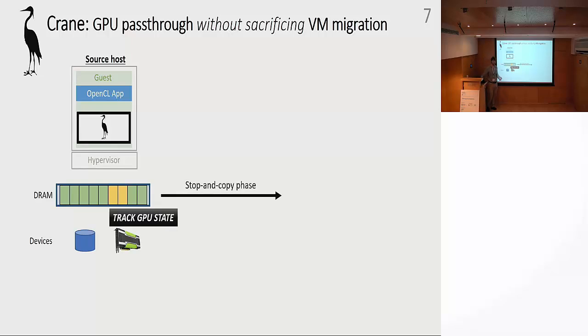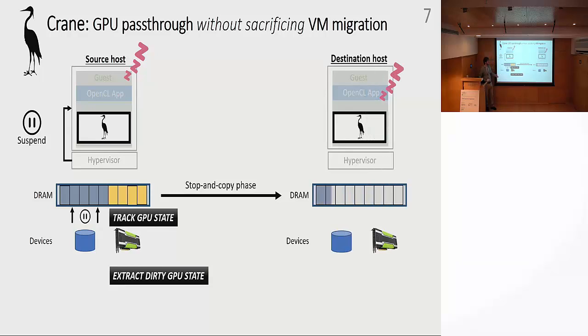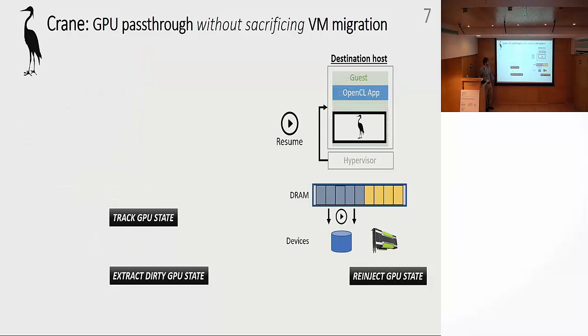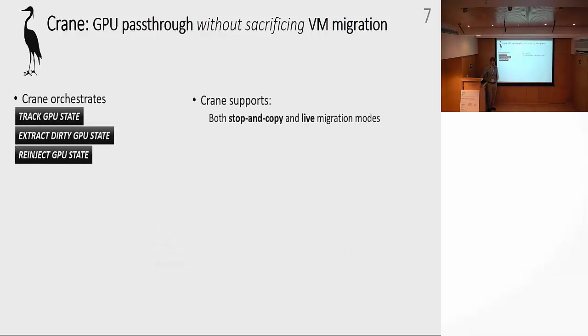Then, when a stop and copy phase occurs and device state is moved to DRAM, Crane coordinates moving dirty GPU state that's still on the GPU into DRAM. Then, we execute the stop and copy phase. Once on the new host, we resume, re-injecting device state. Crane coordinates re-injecting the GPU state using OpenCL API calls. So, by orchestrating these techniques, Crane is able to support both stop and copy and live migration modes.